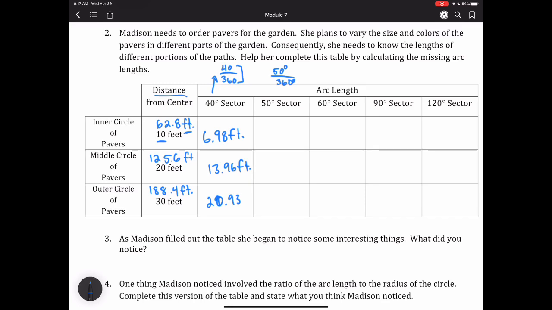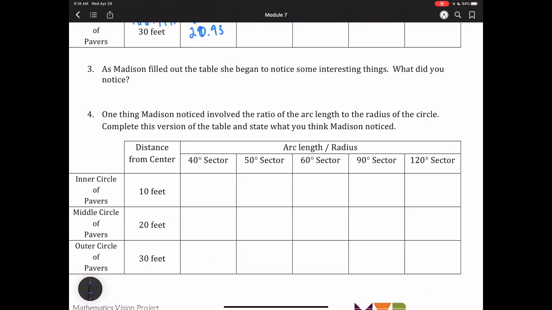Now our next question after you fill all that out is that Madison began to notice some things that were interesting. Well, what do we notice? Actually, if we were to round each of these to 7, 14, and 21, check it out, they're increasing by 7 each time. So what that means is that they are actually proportional. Okay, so our arc length and our radius are proportional to one another because they are all going up in a similar fashion.